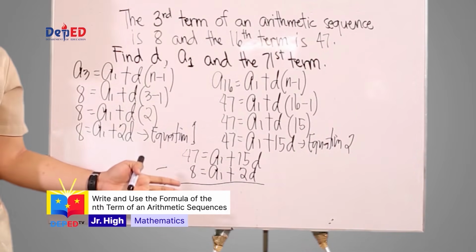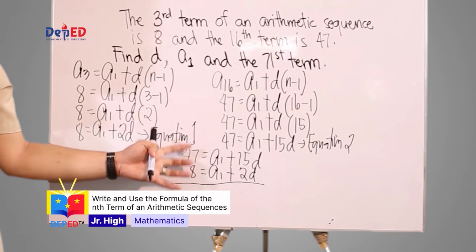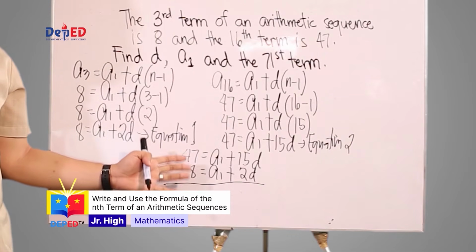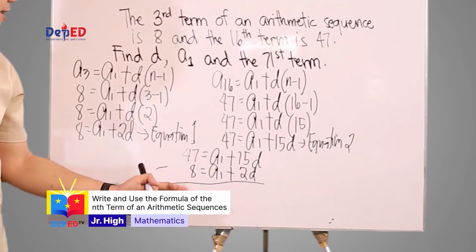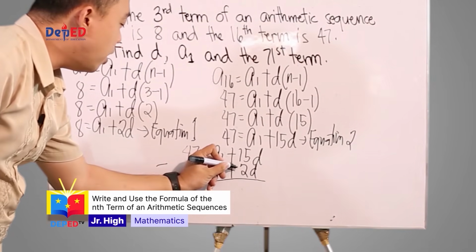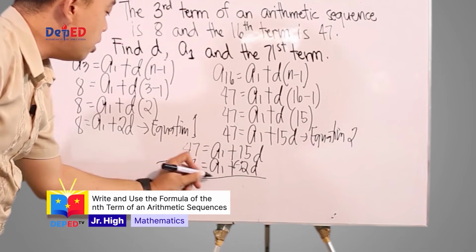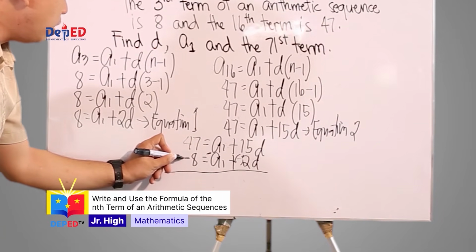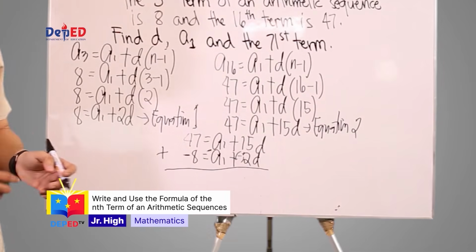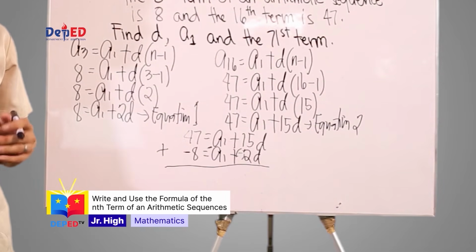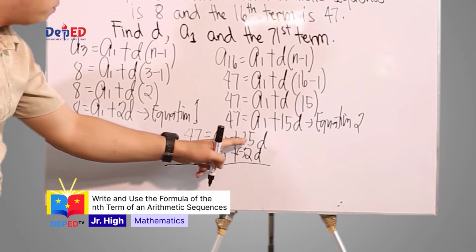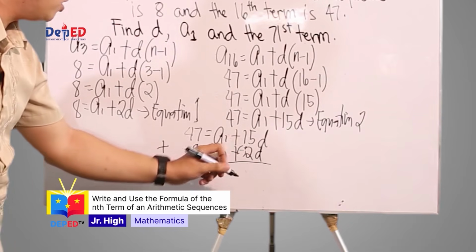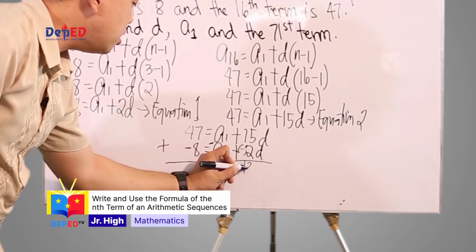Remember that when you get the difference of these two terms, you're going to change the sign of this subtrahend to its opposite. So your 2 positive will become negative 2. This will be also negative, and your 8 will also become negative, and you will proceed to addition rules. Next, simplify. We have 15 plus negative 2 will give us 13d.